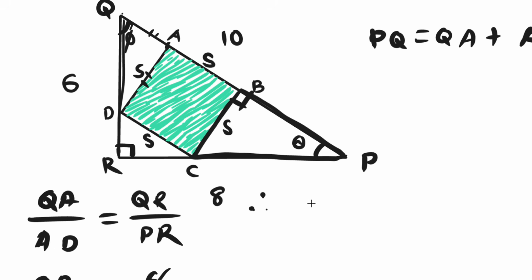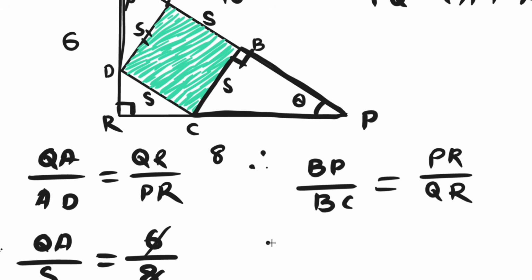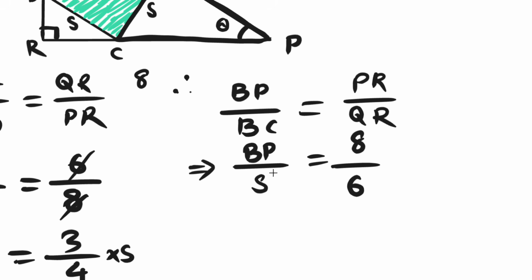Here we write BP divided by BC equals PR divided by QR. Again, substitute the known values. BC is one side of the square, so it equals S. PR is 8, and QR is 6. This gives us BP divided by S equals 8 divided by 6.